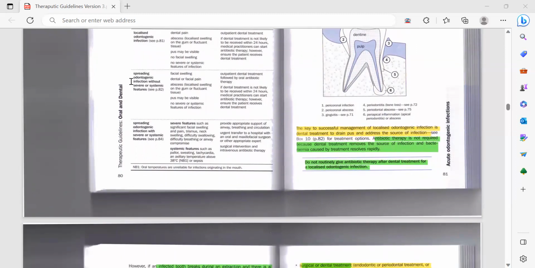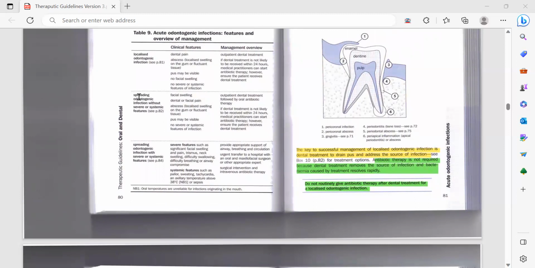Okay. Then the second stage is spreading odontogenic infections without severe or systemic features. So it means the infection is spreading now. How do infections spread? Through the spaces. So that is leading to facial swelling. And the other things are the same.